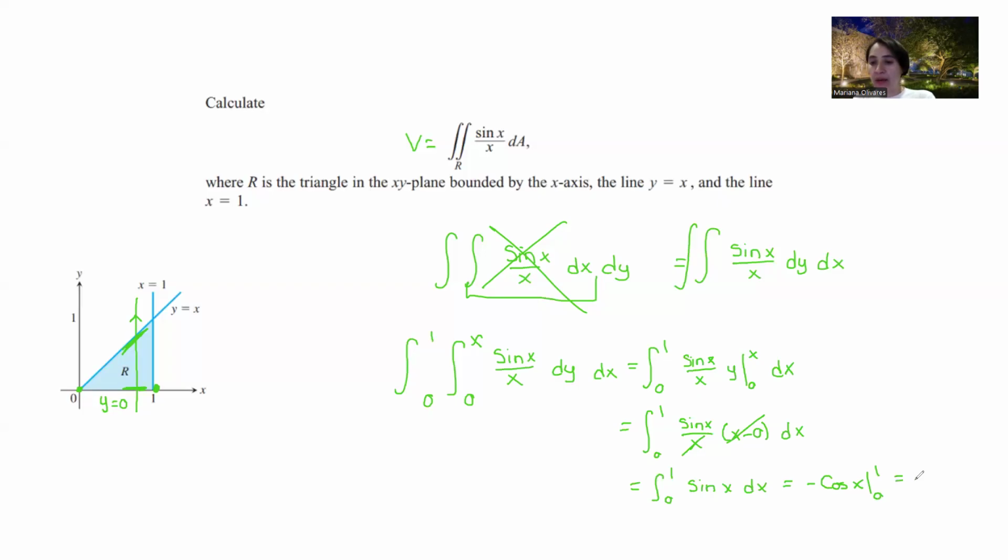So basically we have the cosine of 1 minus cosine of 0. Remember, always we evaluate the upper limit and then we subtract the lowest limit. And with that, we are done. We need just to get this into a calculator, and with that, we're getting the result.